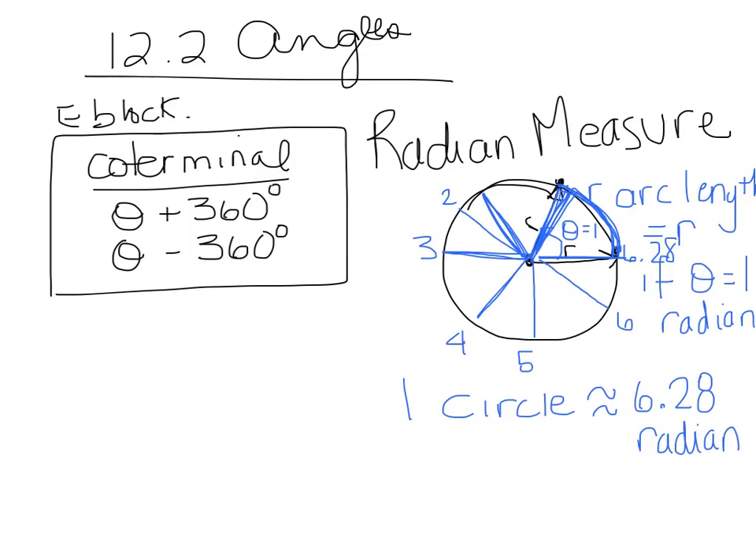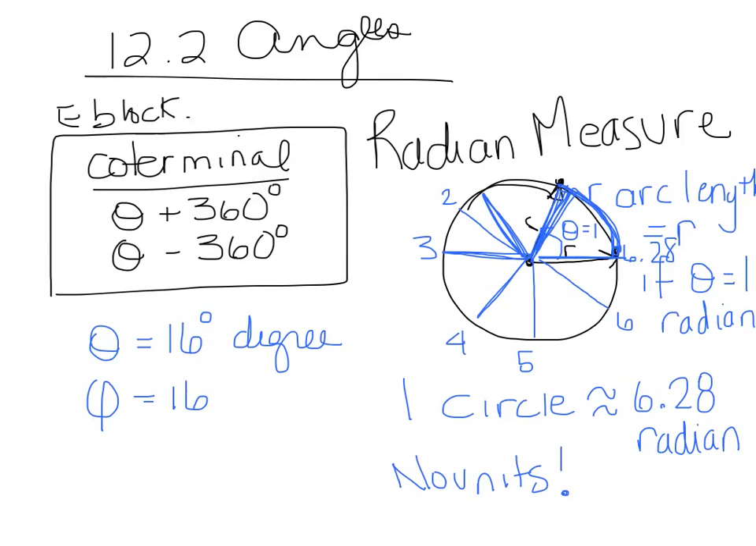Here's a good point to mention. A radian measure really has no units. If theta is equal to 16 degrees, or maybe another angle is equal to 16, these are two very different angles. This one is in degree measure, because it says degree. This one doesn't say anything at all. There's no unit written, and that is assumed to be radians. So you do not need to write the word radian. You just have to not put a degree mark.